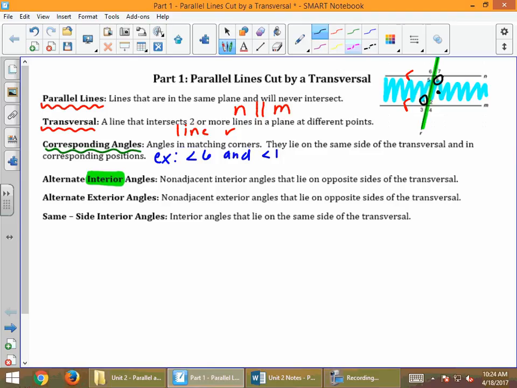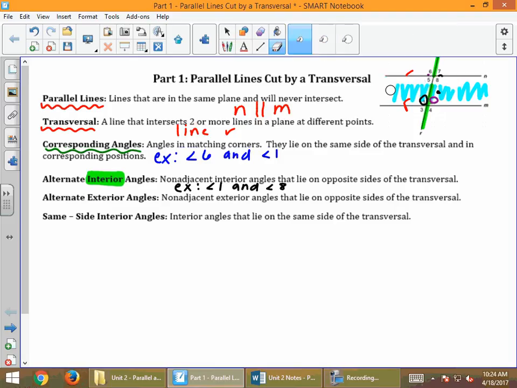So an example would be angle 1 and angle 8. Another example is 5 and 2. They're both inside and they're opposite of each other. They're not touching. Okay, I'm going to go ahead and erase what I have. So you need to write it down. I'm just going to erase the diagram so I can write stuff for the next example.